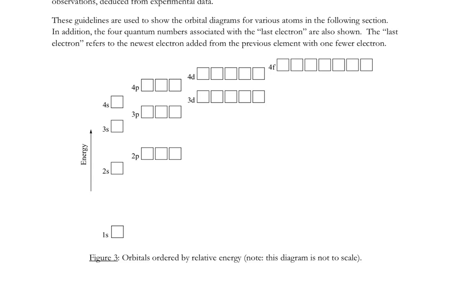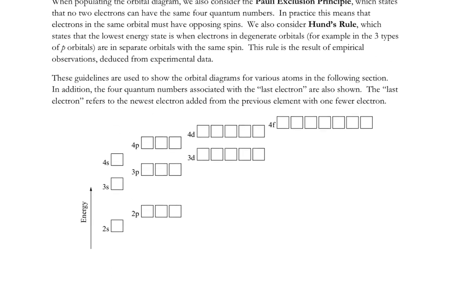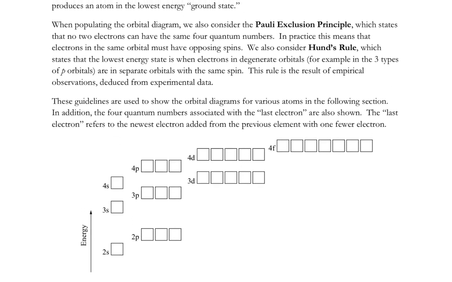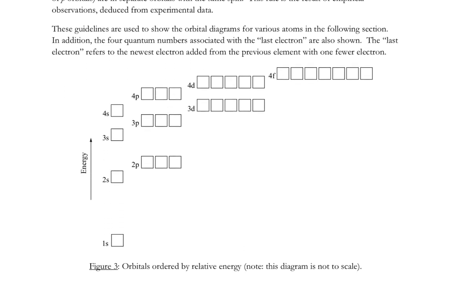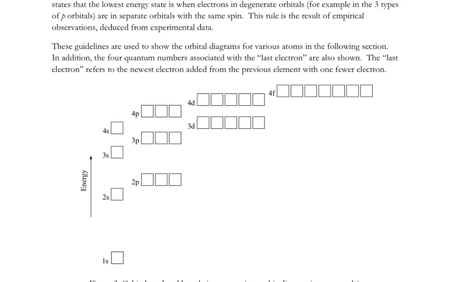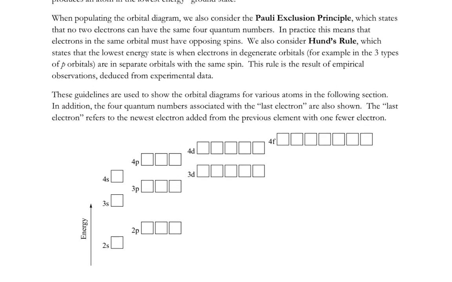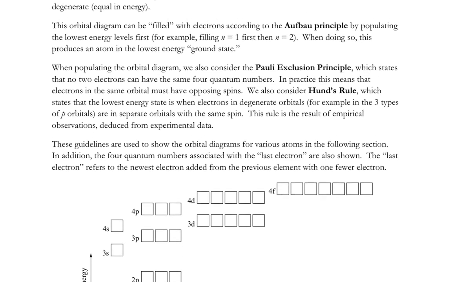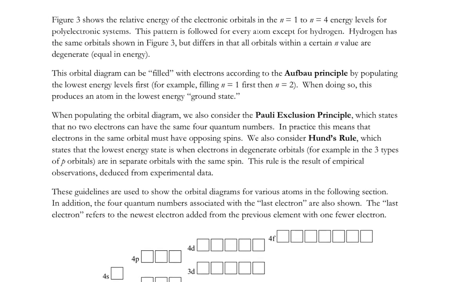Now, what we're going to get into next is filling in electrons. For a given atom, we'll have so many electrons. We fill in the energy level diagram, starting with putting electrons in the lowest energy atomic orbital and then working our way up to get through all those electrons. So we follow what's called the Aufbau principle. We populate the lowest energy ones first and work our way up.